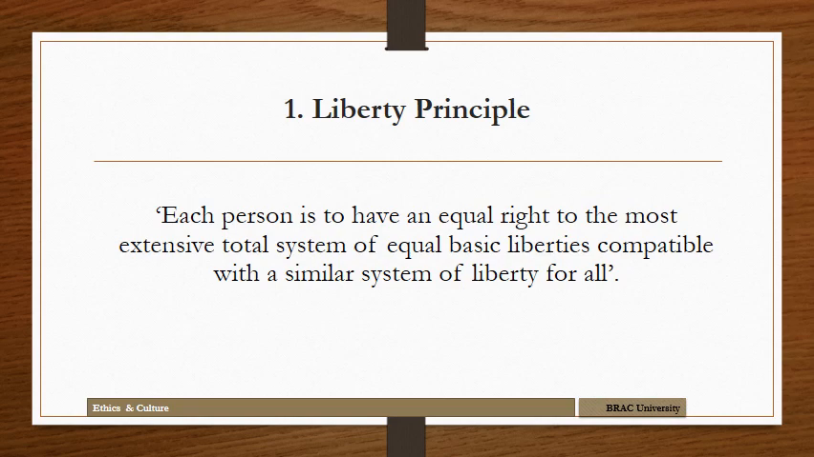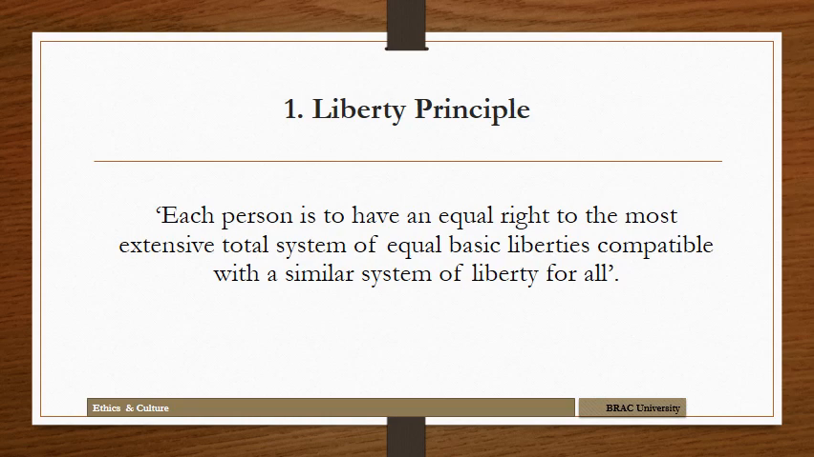The liberty principle states that each person is to have an equal right to the most extensive total system of equal basic liberties compatible with a similar system of liberty for all. In other words, choosing behind a veil of ignorance, a rational person would want everyone in the society to have the same right to basic liberties as anyone else. Otherwise, that person might end up a victim of discrimination.